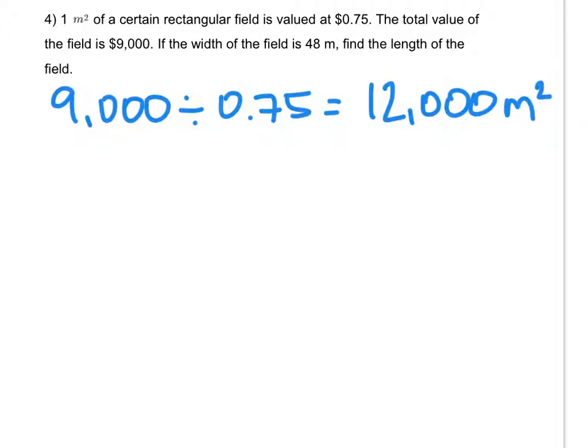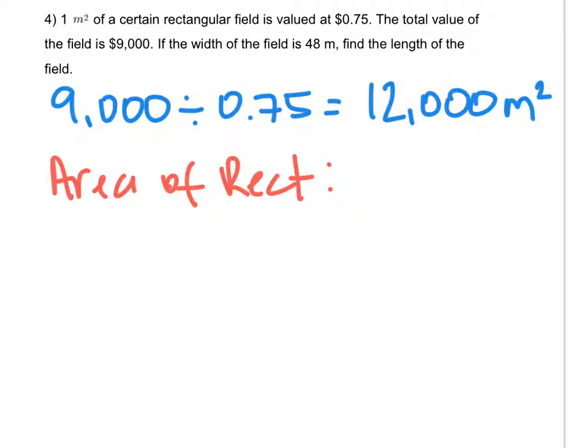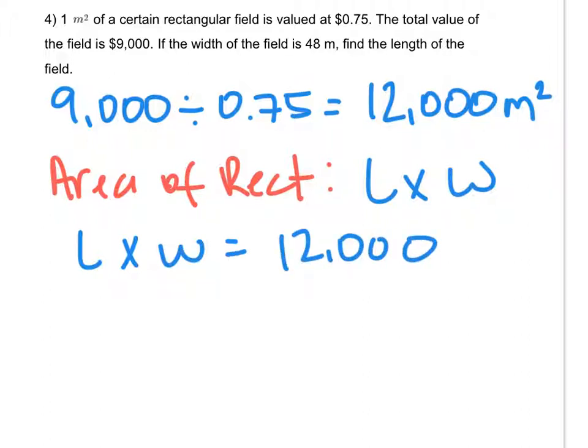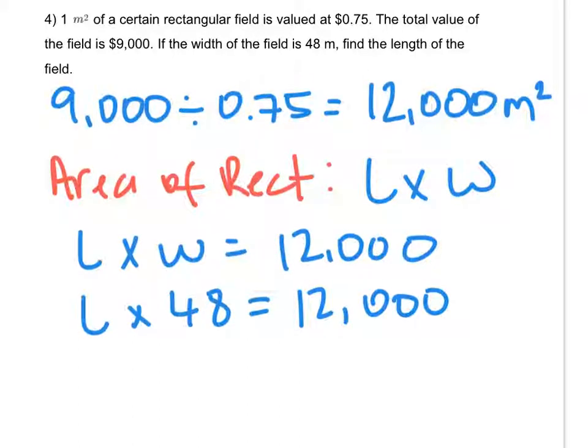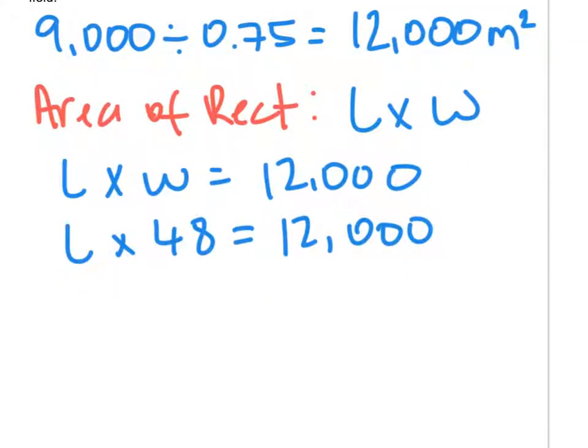Alright, now this is easier from here because we know that the area of a rectangle is length times width. So in this case, length times width should give us 12,000. Okay, we don't know what the length is. We know that the width is 48, and that gives us 12,000. Okay, so something multiplied by 48 is 12,000.